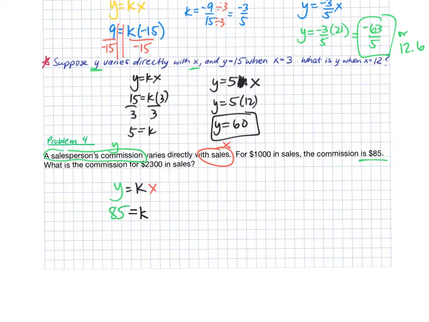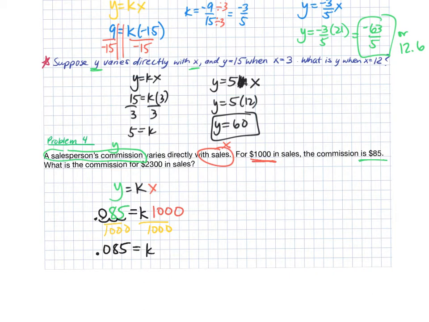And we don't know what k is yet. And then sales are 1,000. And so to get k by itself, we're going to divide both sides by 1,000. And k equals, when you divide by 1,000, you can just move the decimal 3 spots backwards. 1, 2, 3. So this becomes 0.085. You could also use your calculator, that's fine, and you fill in the 0 there.